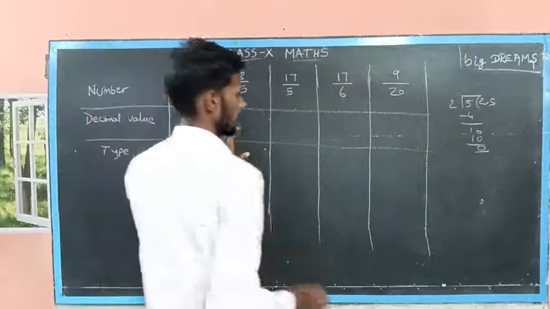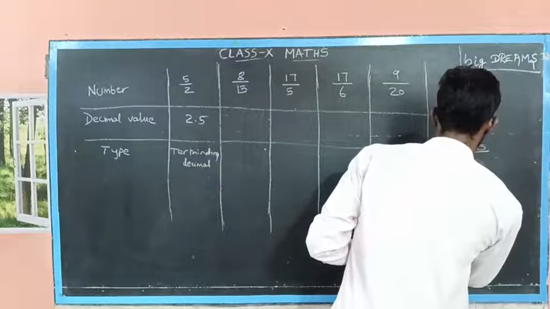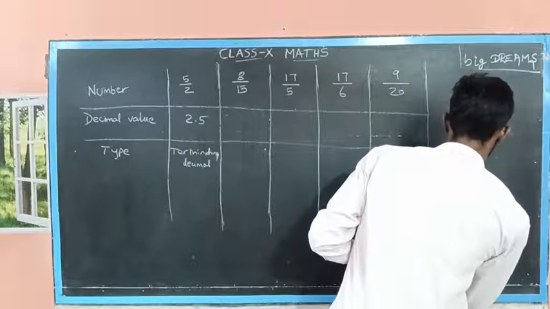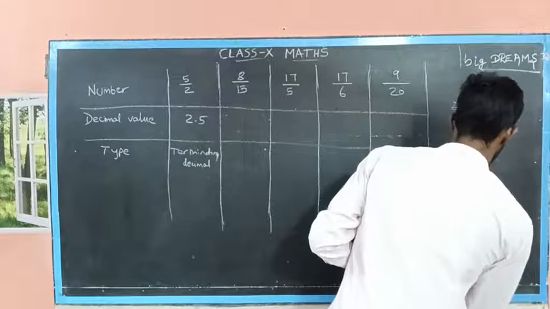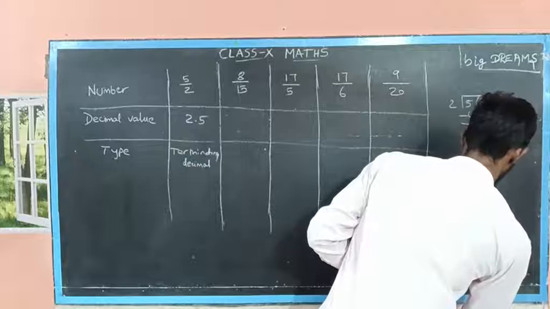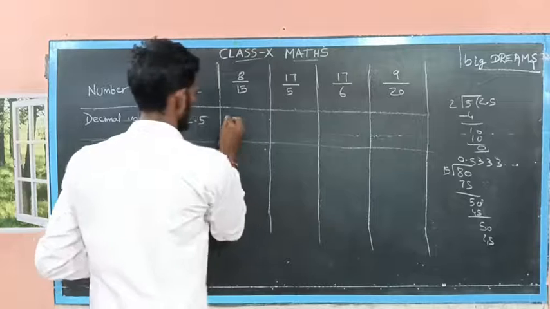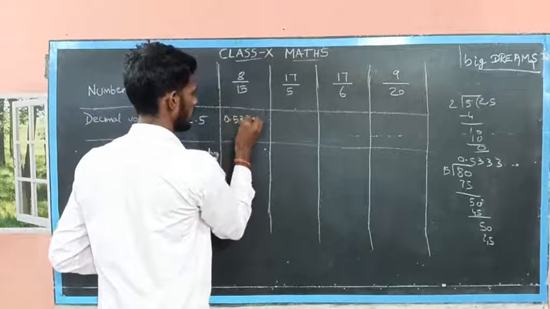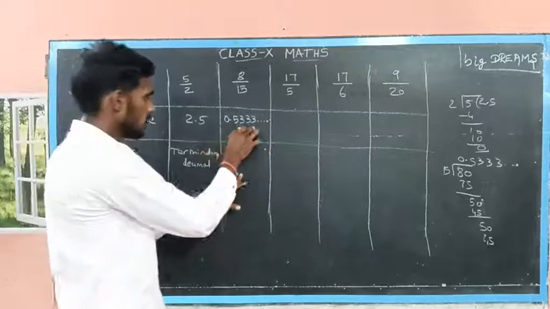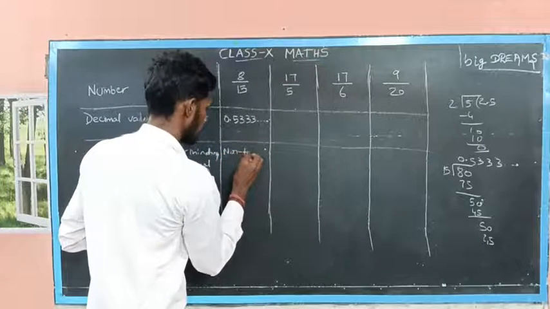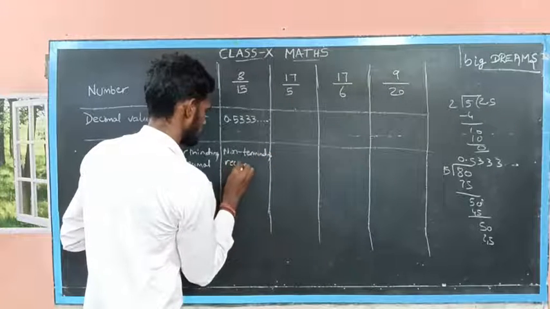Okay. Then the second number, 8 by 15. So the quotient will be 0.5 and then the 3s keep repeating: 0.53333 and like that it goes on. So see here, it is a non-terminating recurring decimal.